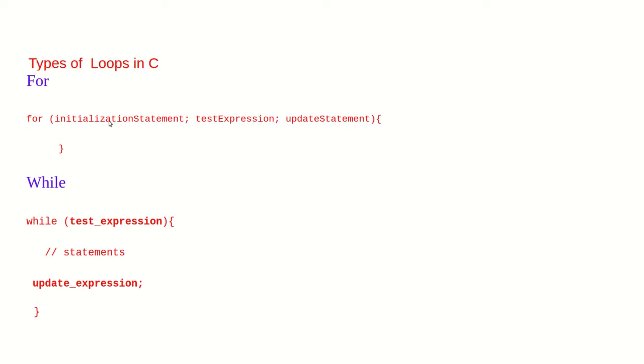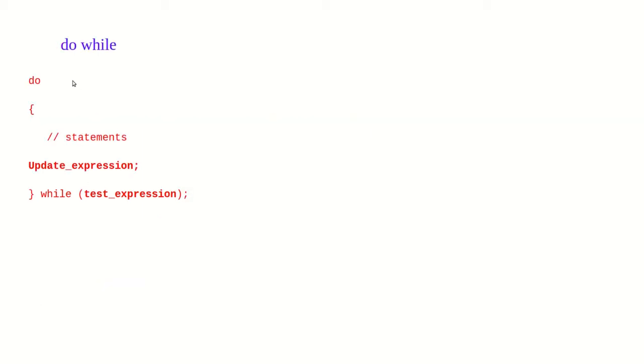Here you need to give the initial value from where you want to start. Here you put the condition for how long it should run, and here you increment or decrement. It's the same in the while loop. We have one test expression, we put the initial value, then a statement to execute, then update, so you increment or decrement. And in the do while loop, first we execute the statement, then update, then we check the condition.